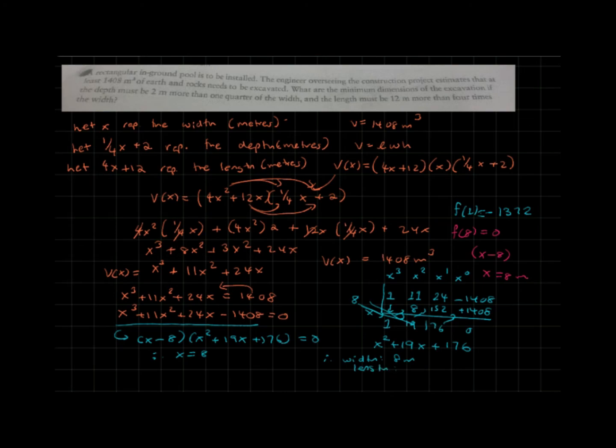The length here would be, we said the length here is 4x plus 12, so 4 times 8 plus 12, which is 32 plus 12, which is 44 meters, right? So the length here is 44 meters, and the depth or the height here is basically 1/4 x plus 2, so 1/4 times 8 plus 2, which is 2 plus 2, which is 4 meters. Okay, so these are the dimensions of the pool.